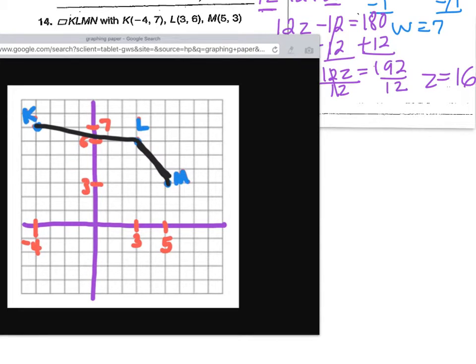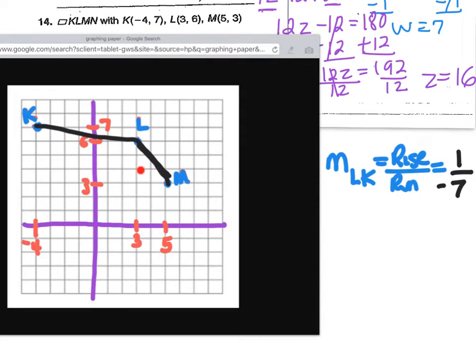Okay, so the slope of LK, we have to do the rise over the run. On the rise, I can say that is 1 up, positive, and then 7 to the left, so it's negative. So 1 up, 7 to the left, so it's negative 1 over 7. So what I'm going to do is the same thing. From M, 1 up, I'm at 4, and then 7 to the left, that is at negative 2. So the point must be negative 2 and 4. That would be N. So the coordinates of N are negative 2, 4.